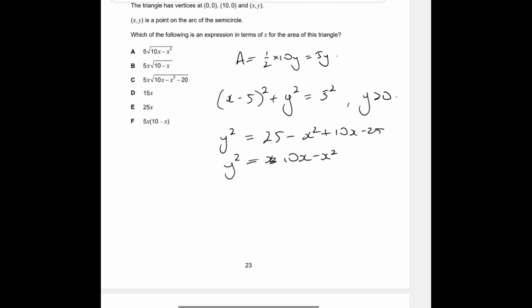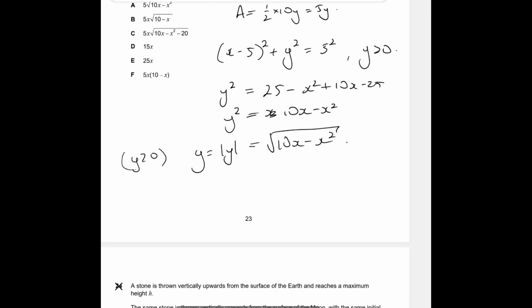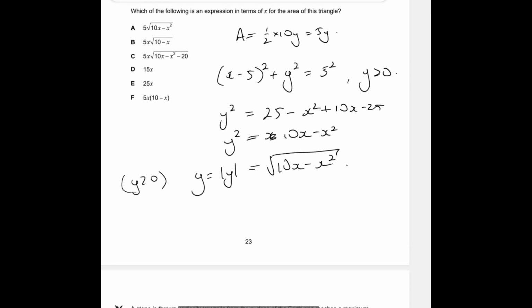And then what that means is that the magnitude of y, which is actually going to be y because y is greater than 0, is going to equal the square root of 10x minus x squared. Yeah, so therefore A is going to be 5 root 10x minus x squared.